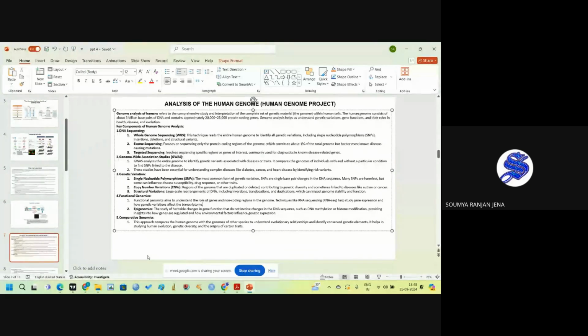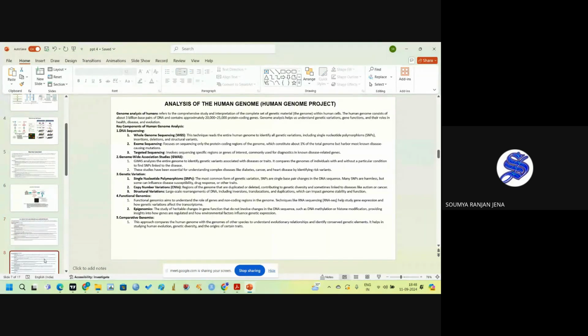Then we also study comparative genomics. This approach compares the human genome with genomes of other species to understand evolutionary relationships and identify conserved genetic elements. It helps in studying human evolution, genetic diversity, and origins of certain traits. This comparative genomic study also helps in studying different types of genetic diversity in our genome and the origin of new traits by analyzing the human genome.